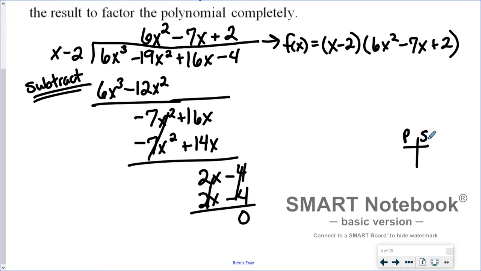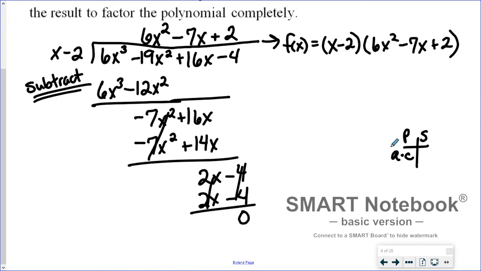Where I put a P and an S up here. P stands for product, S stands for sum. Underneath P, you put A times C. You don't really have to write A times C. I just do that for explanation purposes. This is a quadratic equation here. We say ax squared plus bx plus c. So a is my 6, c is my 2.